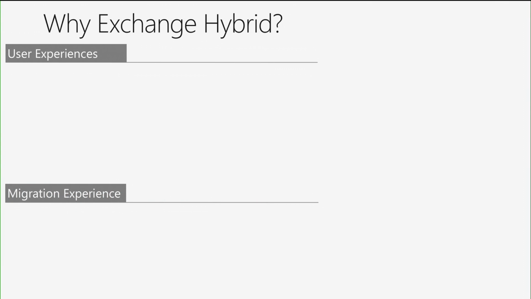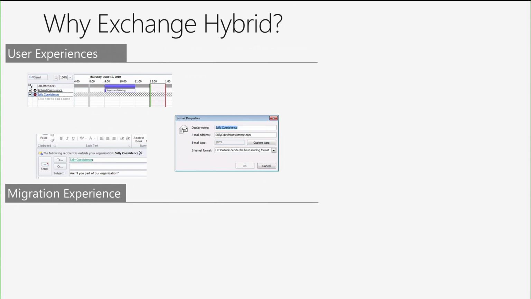So why does hybrid matter? Why do you actually need it? And what is the impact to users of either having hybrid in place or not? Users definitely will notice if you have an on-premises system and an organization being hosted in Exchange Online, and you attempt to collaborate between the two.